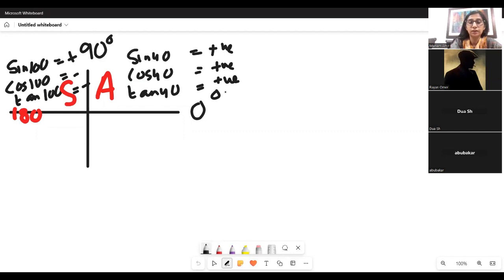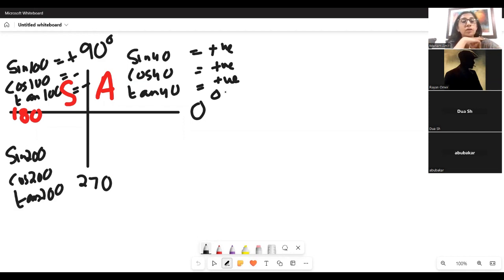Similarly, the third quadrant starts at 180, ends at 270. So let's take an angle between 180 and 270, let's say 200. So sine 200, cos 200, and tan 200. When you find these values in your calculator, only tan will be positive. This would be negative, this would be negative, and tan would be positive. So in the third quadrant, only tan is positive. So that is represented by T.